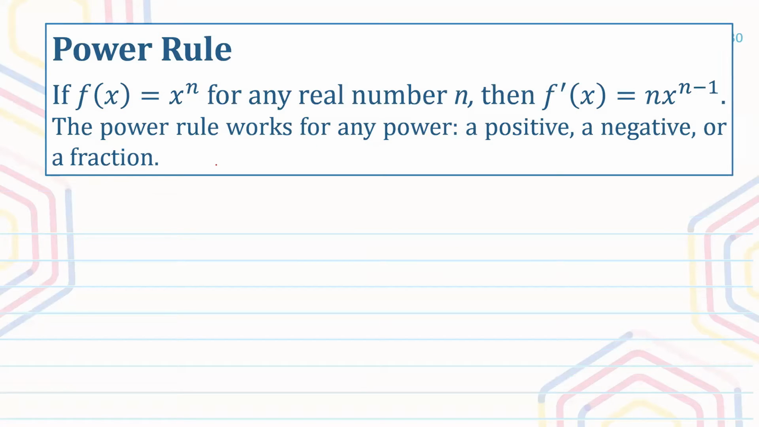Next, let's have the power rule. So the power rule states that if f of x is equal to x raised to n for any real number n, then f prime of x is equal to n x raised to n minus 1. So to repeat, we will place n in front of our variable and then subtract 1 from the exponent. So this power rule works for any power. It may be positive, negative, or a fraction.